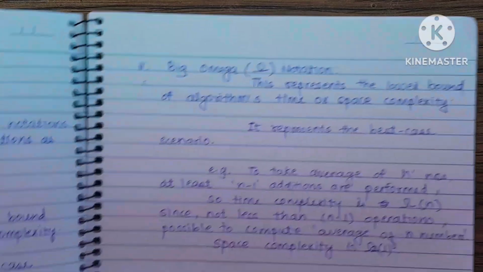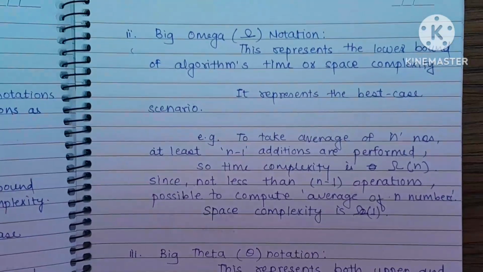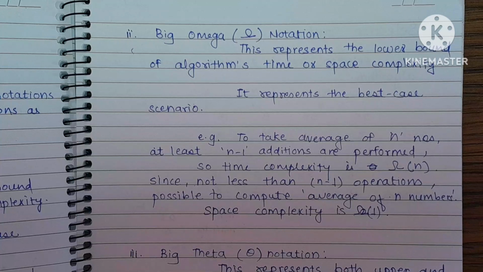When we talk about the best case scenario, we use the big omega notation, which represents the lower bound of an algorithm's time or space complexity. Basically, it informs us about the minimum number of operations involved. So at least these many operations are going to be performed, and that respective time complexity is represented with big omega notation.